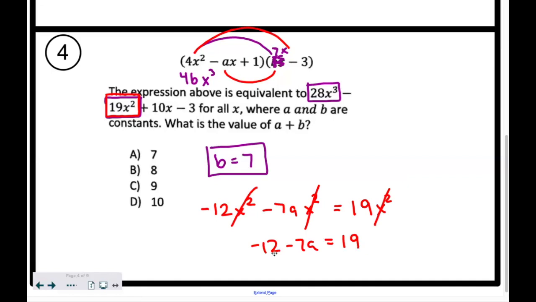Hold on, I think I made a mistake. Because a is supposed to be that... oh, this 19 is minus. That's my fault, I missed the minus back here. Okay, now we're back on track. Now when I add 12, I get negative 7. When I divide by negative 7, it tells me a is 1. And then finally, it wants a plus b. So a plus b is going to be 8.